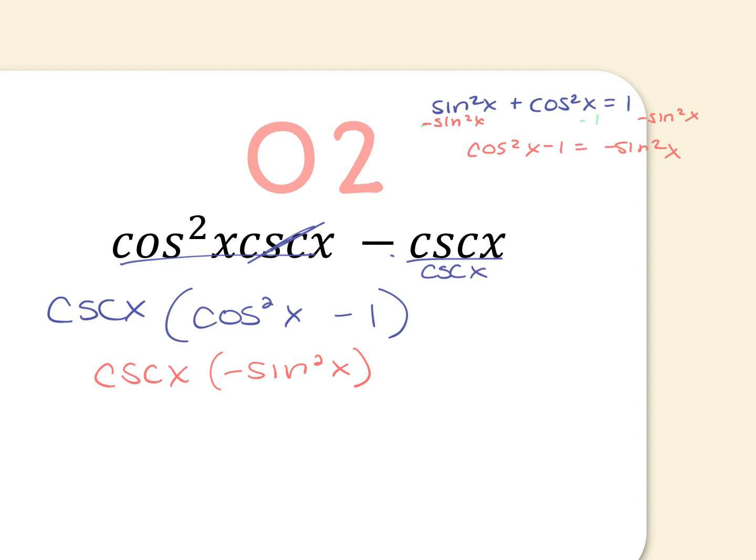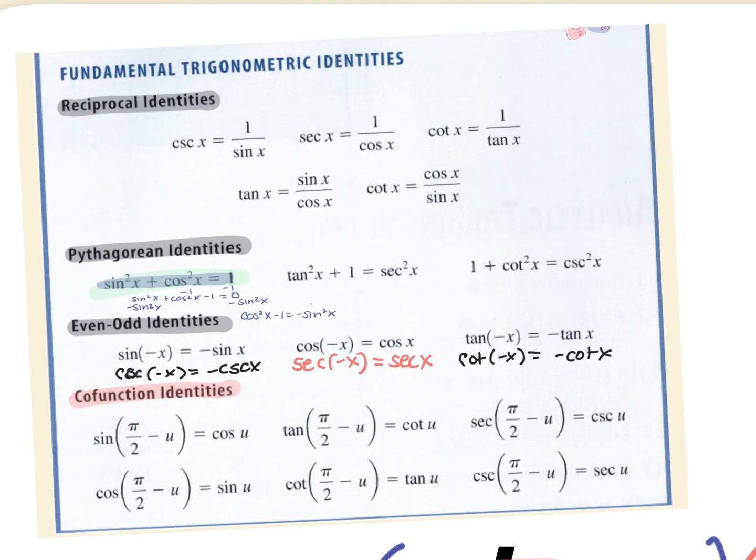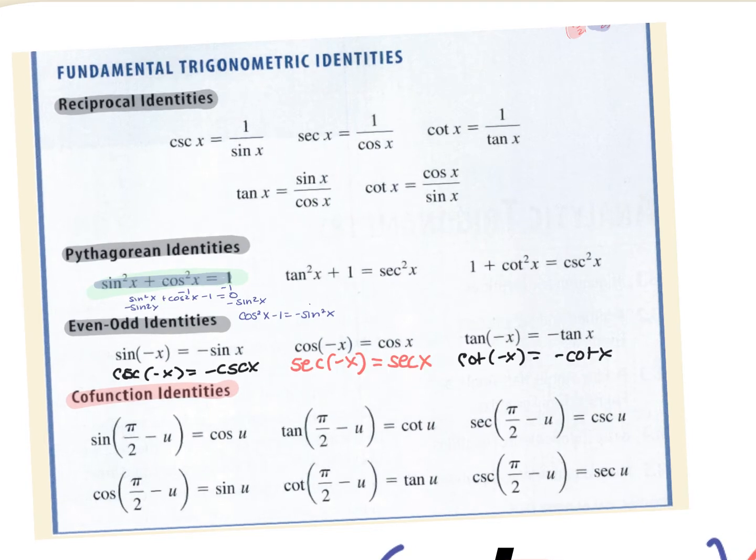Now what's different this time is that those are not the same trig functions, right? What can I do with cosecant? It's not squared, so I'm not looking at my Pythagorean identities, right? It doesn't have a negative x, so I'm not looking at my even or odd. It doesn't have a pi over 2 minus theta, so I'm not looking at my cofunctions.